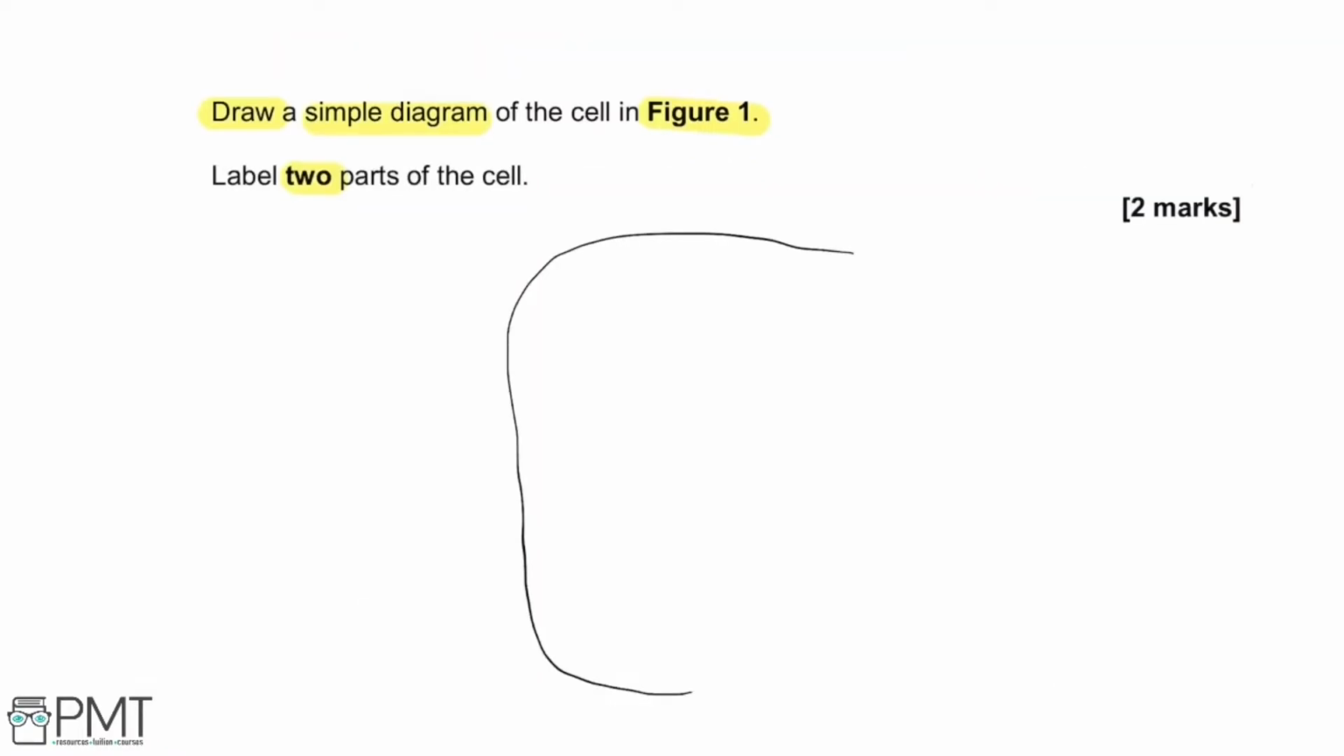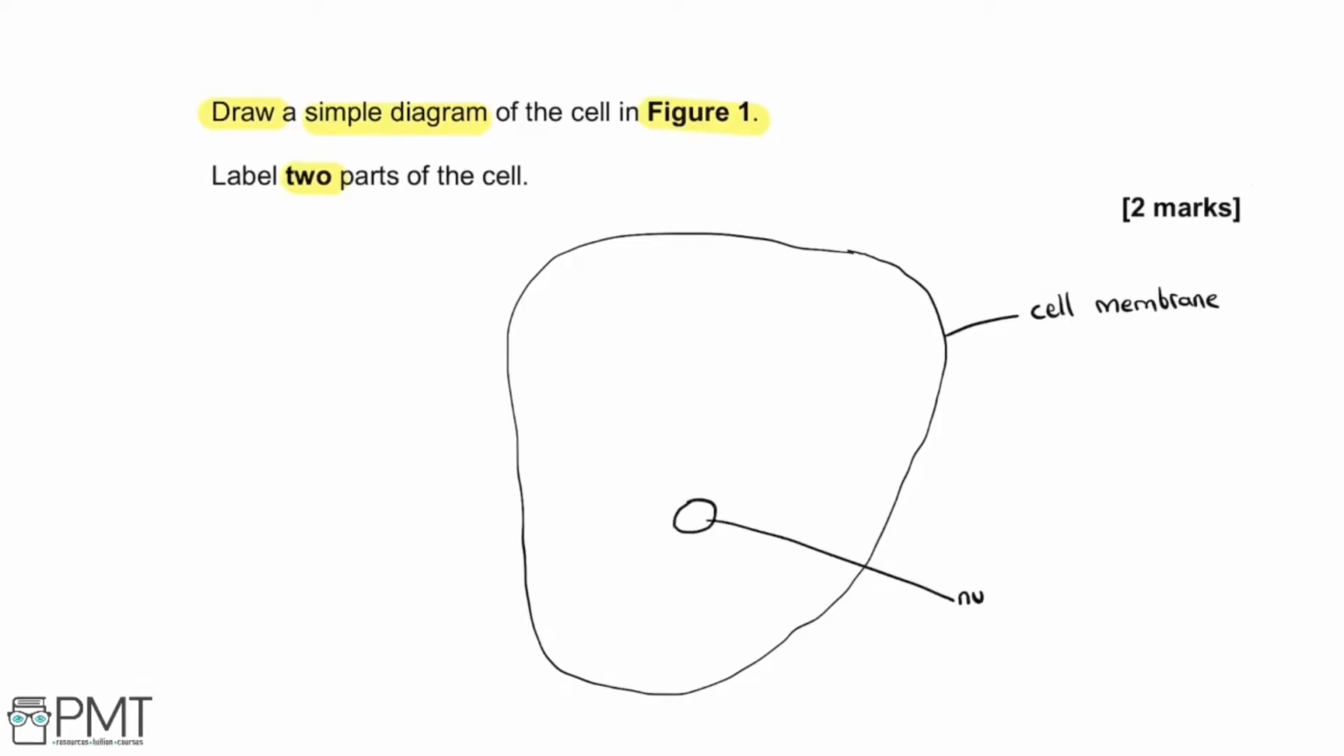So what the mark scheme is looking for you to do is draw the approximate same shape as the cell we see before. You can label the outline as the cell membrane, so that controls what goes in and out of the cell. We can also draw the nucleus, so that was quite a clear component in the diagram, and that controls the activities of the cell. So both of those will get you a mark, and you only need 2 components.